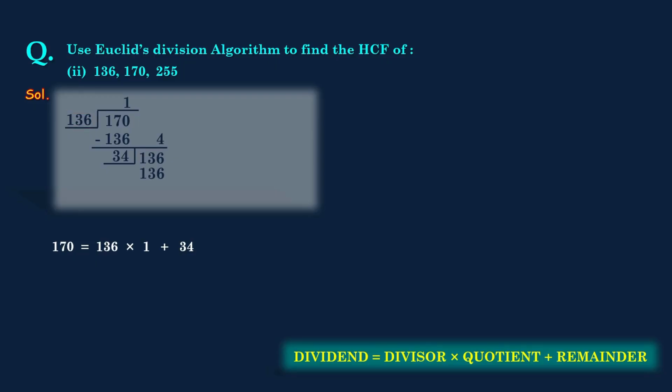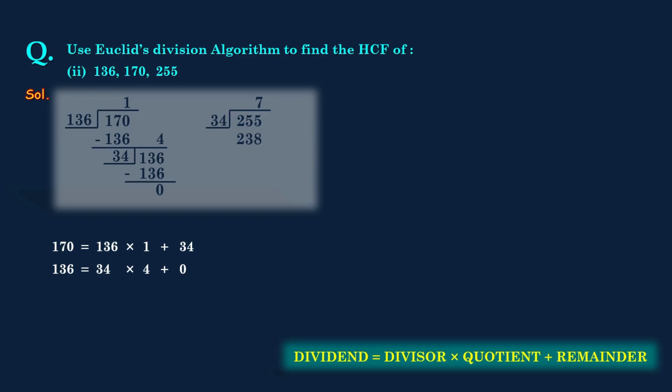So 34 4s are 136. There will be no remainder. Now we have to write it in terms of Euclid's division algorithm: 136 equals 34 into 4 plus 0. So out of these two numbers we got the HCF, that is 34. Now we need to take 34 and the third number, that is 255. Now we need to find the HCF of these two numbers.